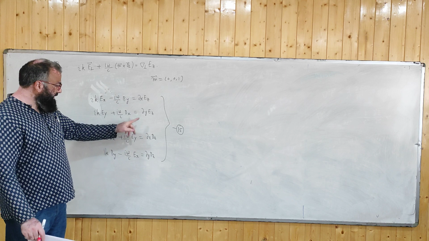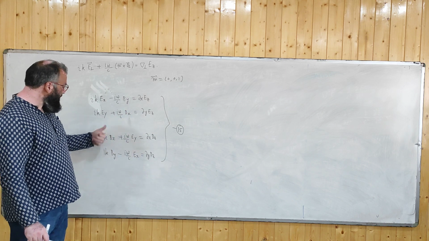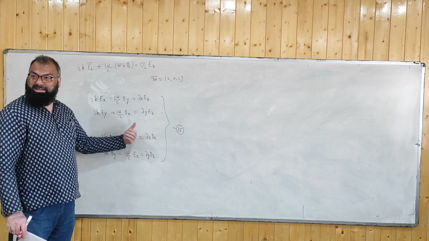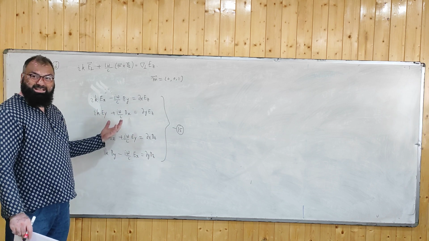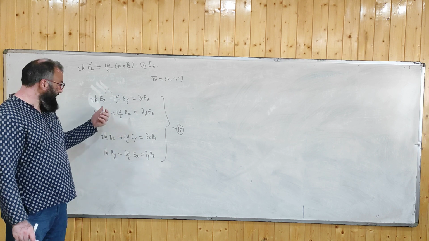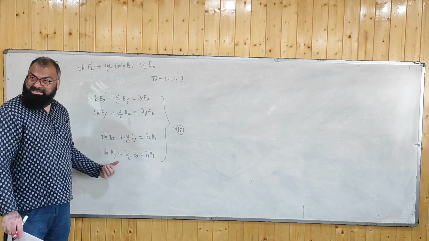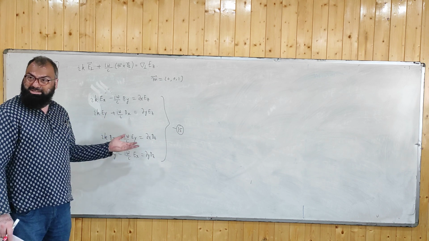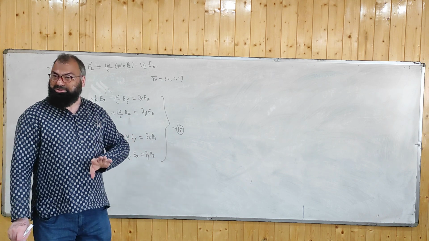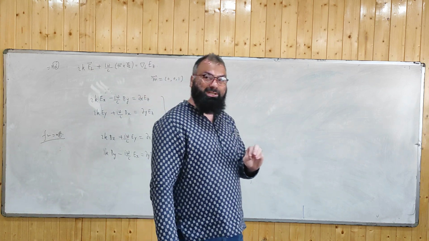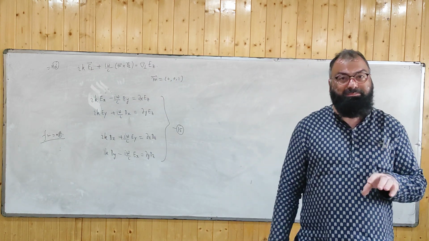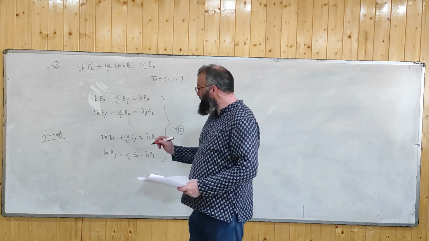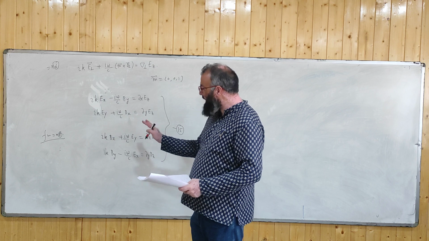Clear? So if I know the value of Ez and the value of Bz, how many variables remain? 4 variables: Ex, Ey, Bx and By. So you have 4 variables and 4 equations, which means you will have a unique solution. That's why, to have a unique solution, we need to impose a boundary condition. Clear? Now let's solve these equations for Ex first.